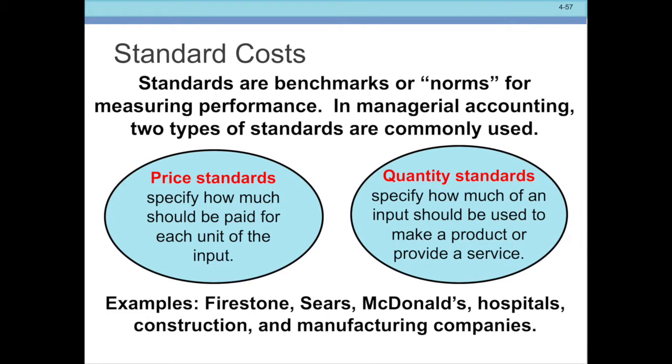A standard price is how much we should pay for each unit of input, and a standard quantity is how much of each input should be used to make a product or service. So if we use an example of, say, a McDonald's Big Mac, how much meat is in a Big Mac? Well, not very much, but there is a standard quantity for that meat, and of course there's a standard price that you would pay for that. So you would be able to differentiate your standard price. Did you pay the right amount for the meat that you used? And the standard quantity, did you use the right amount of meat?